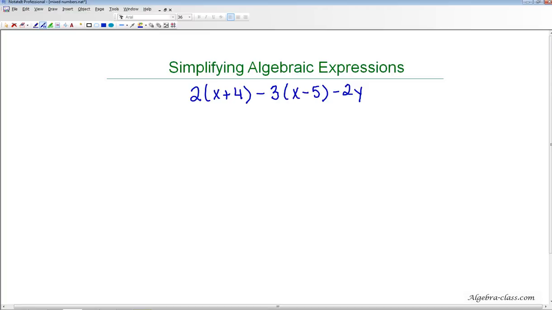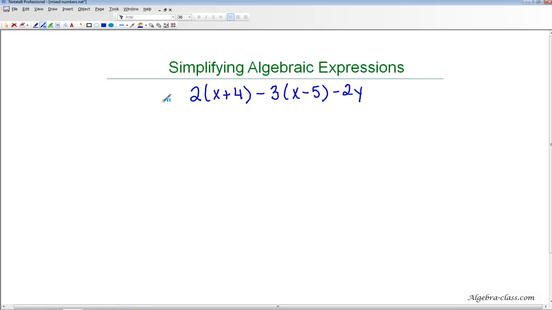If you're following me on algebraclass.com, this is our last example for simplifying algebraic expressions. I also want to point out that this problem is a little bit different than example 3 in that I'm using a negative right here, or a -3 instead of a +3, because this can be very tricky when using the distributive property. So pay close attention as we go through this problem.